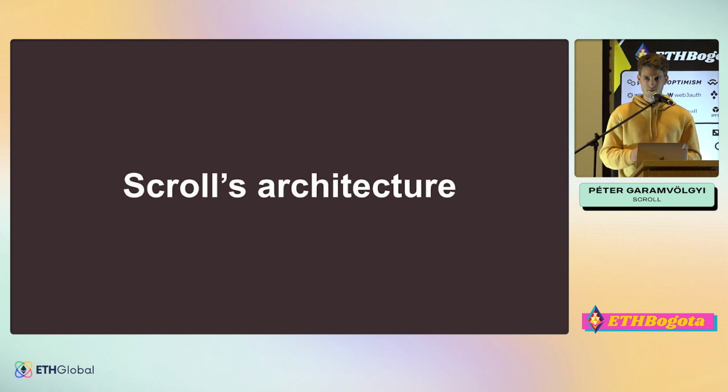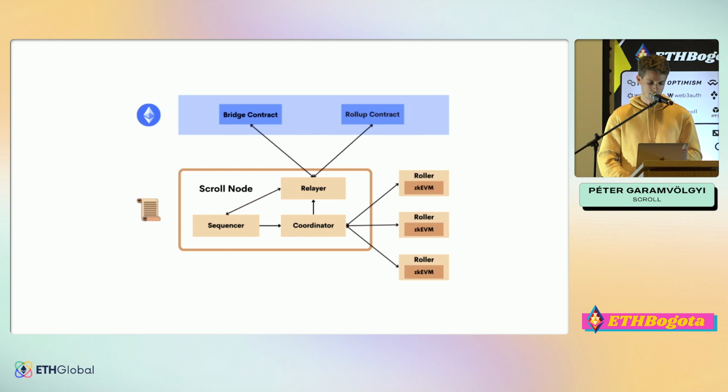So now that you understand that Scroll works exactly the same way from your perspective as Ethereum, let's dive into some technical details of how we implement this ZK EVM stuff. So here you can see a high-level architecture. We're operating on two chains, as you would imagine, layer 1 and layer 2. And in our case, layer 1 is the Ethereum mainnet.